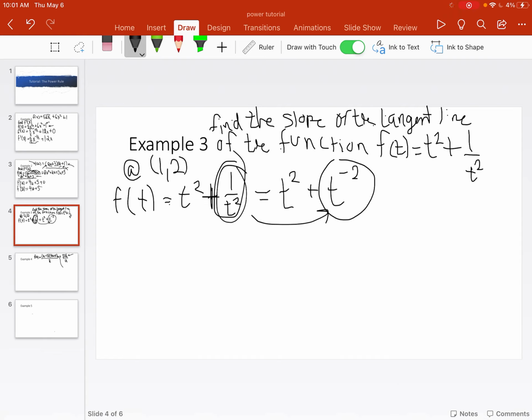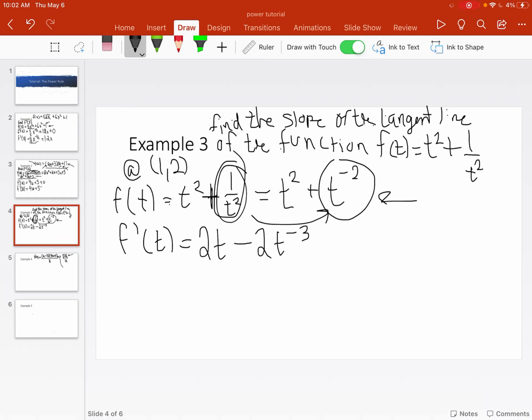So let's take the derivative now that it's in a much easier format to work with. So we got f prime of t, the first term, fairly easy. We got 2t, and our second term, we bring down the negative 2, so negative 2t, and it's negative 2 minus 1, which is negative 3. Let me rewrite that. Negative 3. So there we go, we got our derivative.